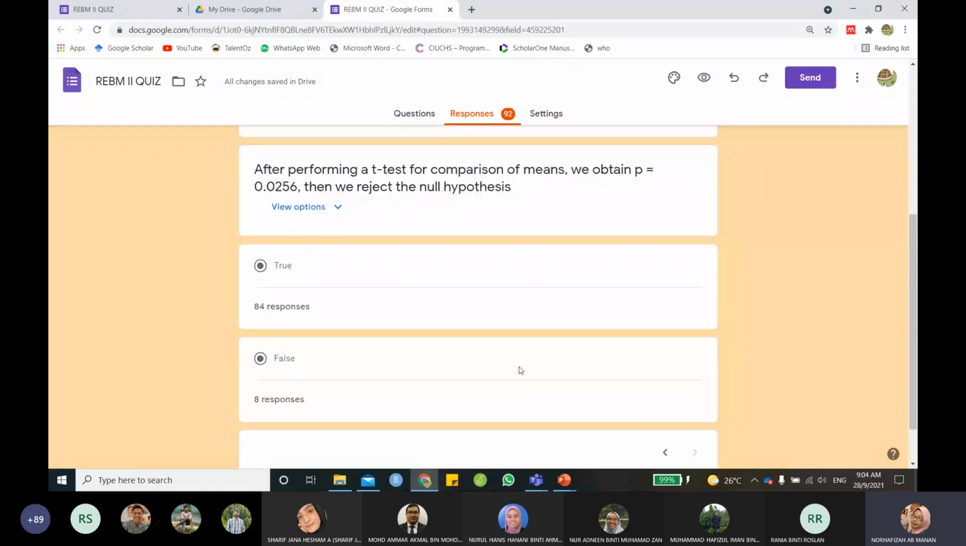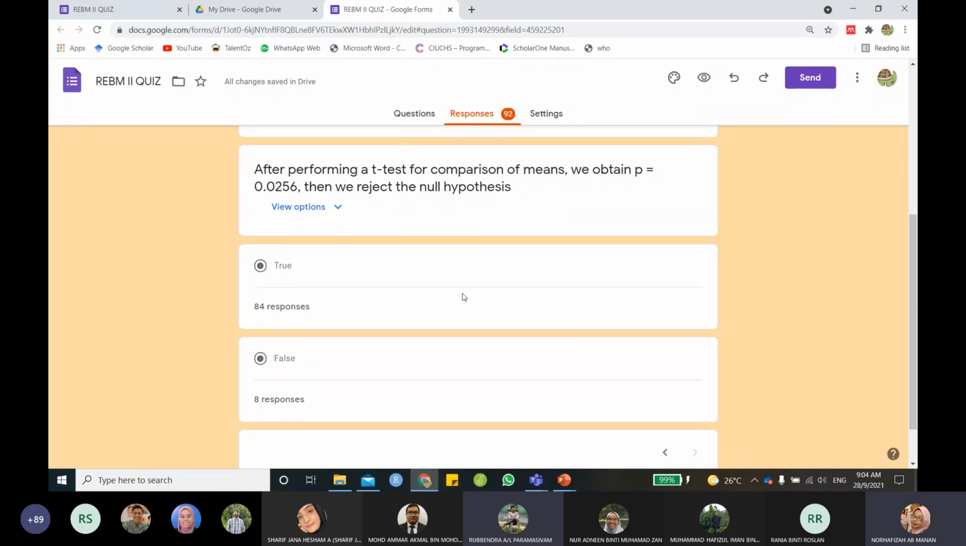Alright, the last one: after performing a t-test for comparing means, we obtain P equal to 0.0259, and we reject the null hypothesis. So it's true, because it is less than 0.05.